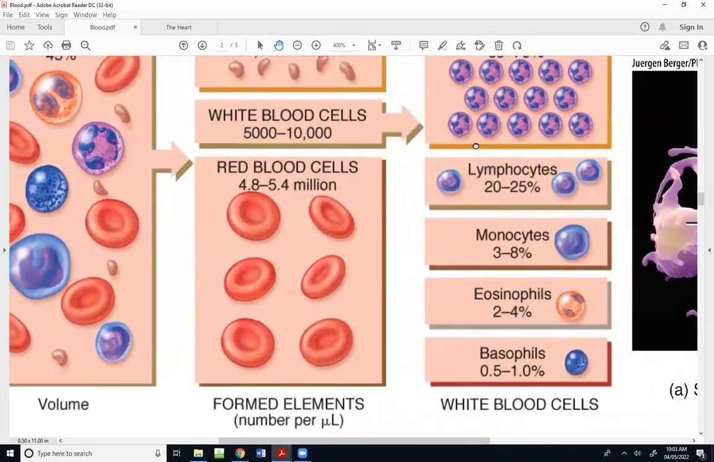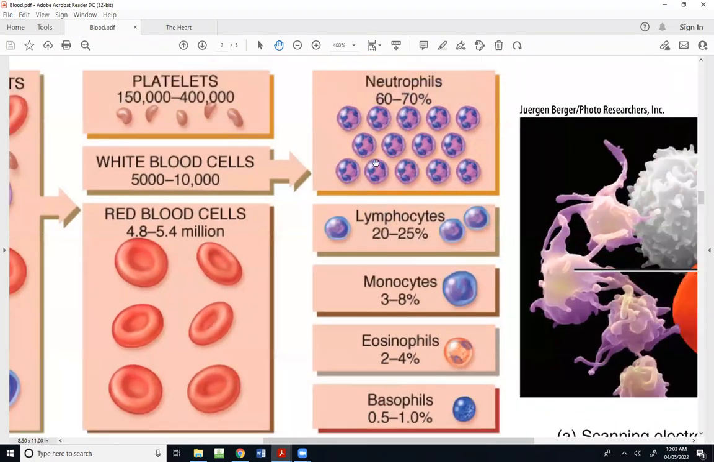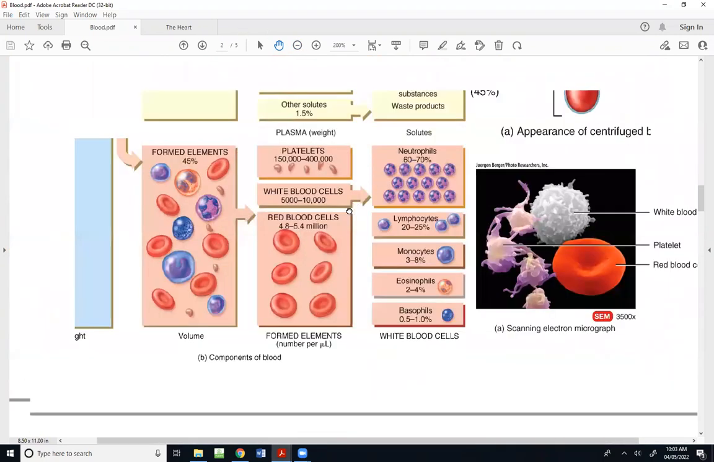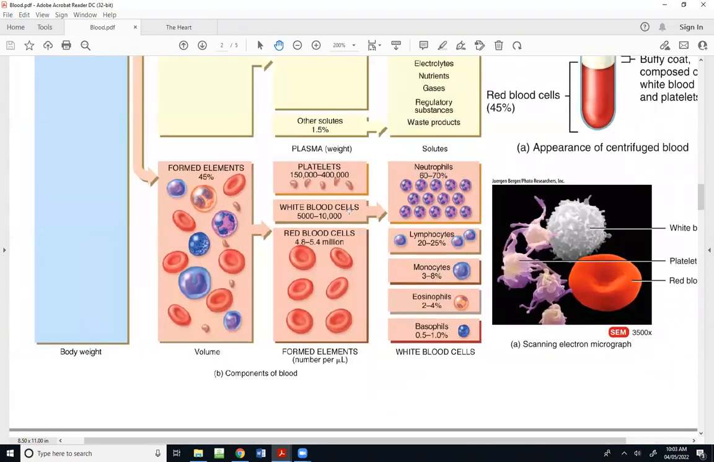Okay. Then you got the 5 different types of white blood cells: neutrophils, lymphocytes, monocytes, eosinophils, basophils, each of which has a unique set of features and unique function. Okay. And then platelets, which are actually not even a cell, but they form when cells called megakaryocytes kind of break up into pieces. We'll see that here in a couple slides.